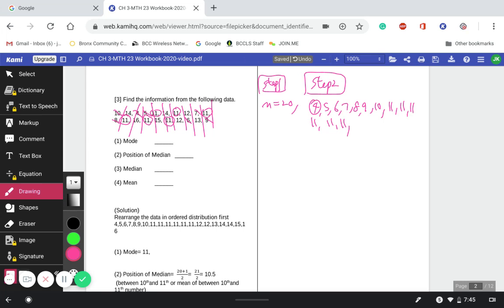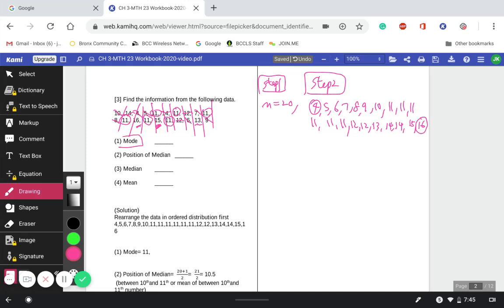And then I have 2 12s here and here, and I have a 13, 14, and one more 14, and 15, and 16. So I have 20 of them. So when I count it, it's a 20. Smallest number was 4, and largest number was 16.